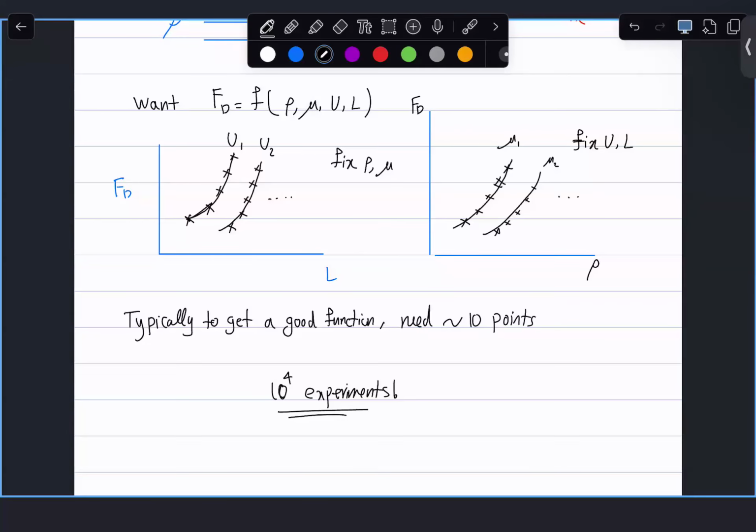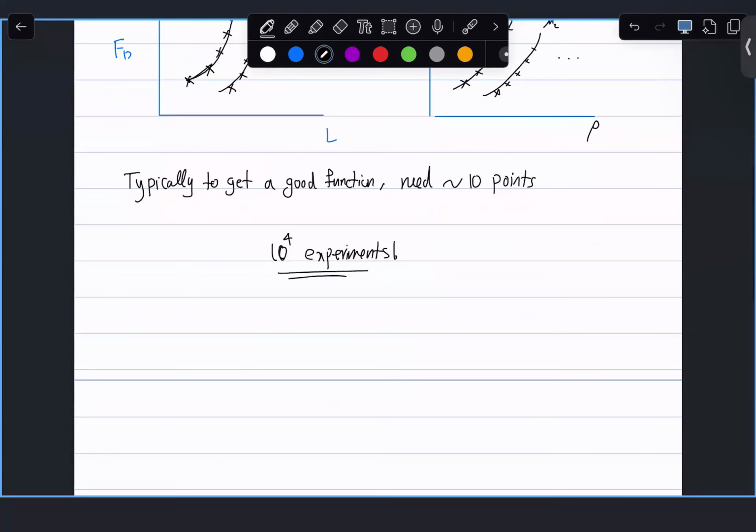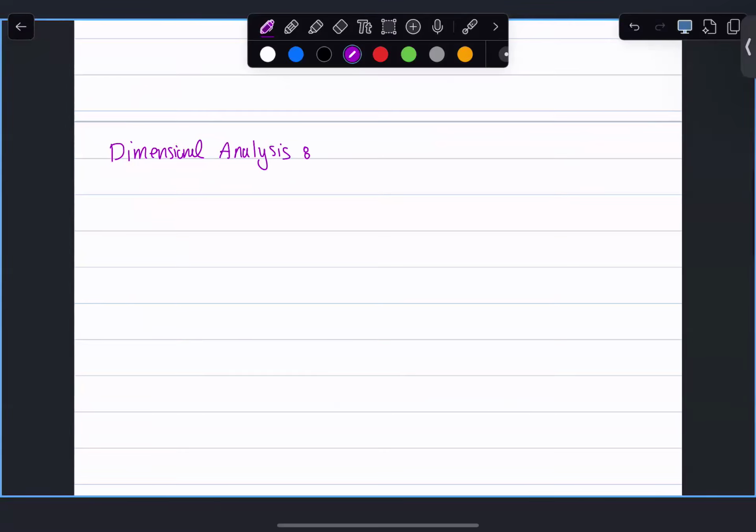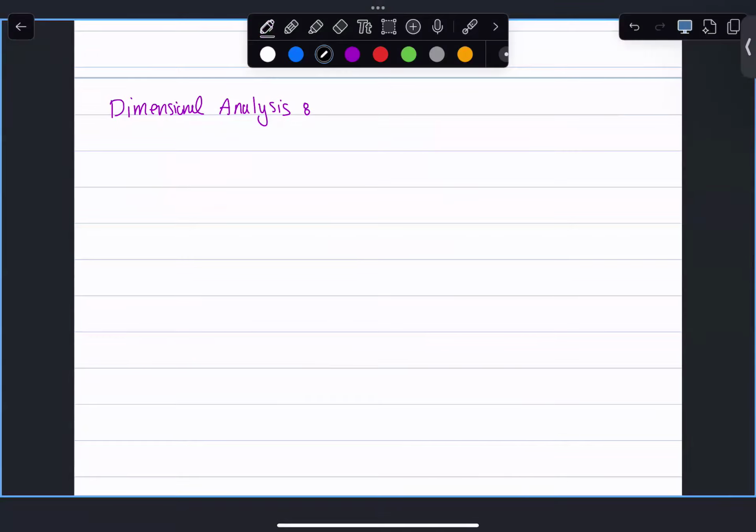So you need like 10,000 experiments, okay? So what we're gonna do, the solution to this is something called dimensional analysis. Luckily, we have a solution. We don't need to do this many experiments. All we have to do is, well, I'm going to show you first what the answer is for this problem, and then I'm going to explain to you how we get to that answer.